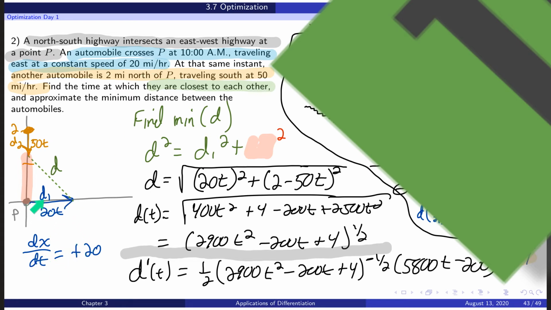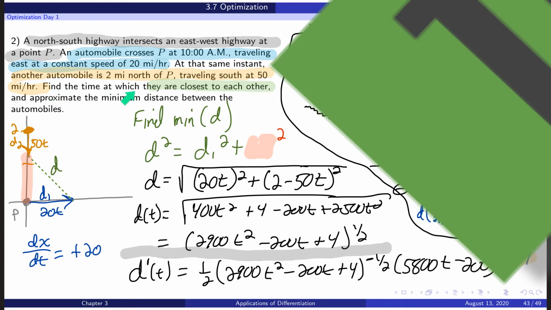What I do need is a distance. So if I take rate times time and say 20 times t, that's the distance that first car is traveling. Same instant, another automobile is 2 miles north of P. So I put a dot at 2 directly north of P, and it says traveling south at 50 miles per hour. So this distance here is 50t. The distance that I need, though, I don't know yet, so I'm going to have to figure that out in a minute. But start at 2, travel south, 50 times t, rate times time is the distance.